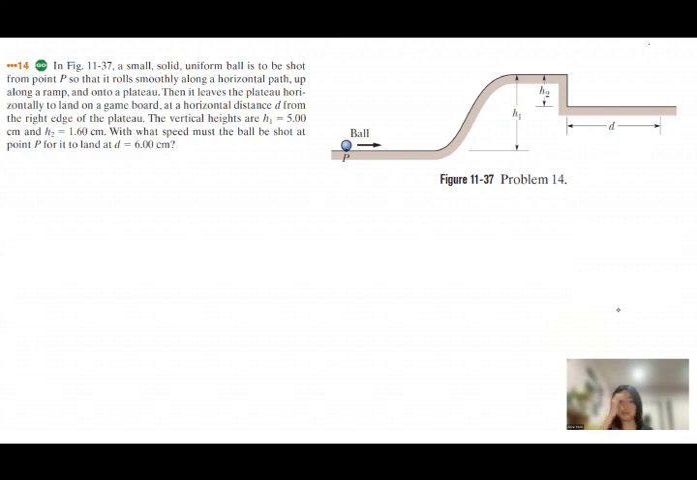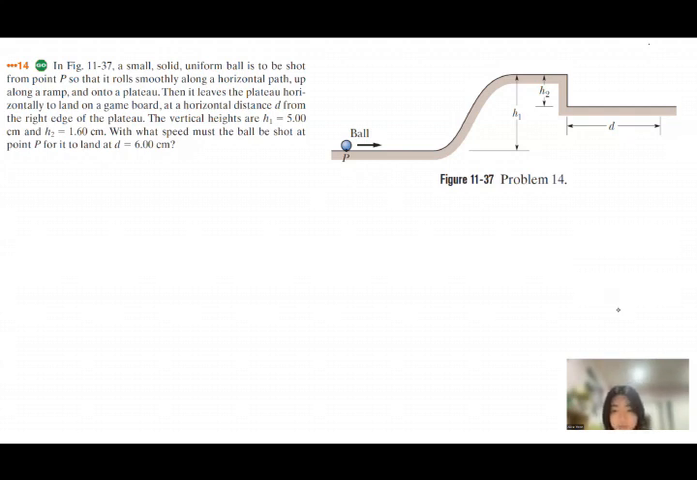So let's take a look at number 14. Can you read this problem? In figure 1137, a small, solid, uniform ball is to be shot from point P so that it rolls smoothly along a horizontal path, up along a ramp and onto a plateau. Then it leaves the plateau horizontally to land on a game board at a horizontal distance d from the right edge of the plateau. The vertical heights are h1 equals 5 centimeters and h2 equals 1.6 centimeters. With what speed must the ball be shot at point P for it to land at d equals 6 centimeters?